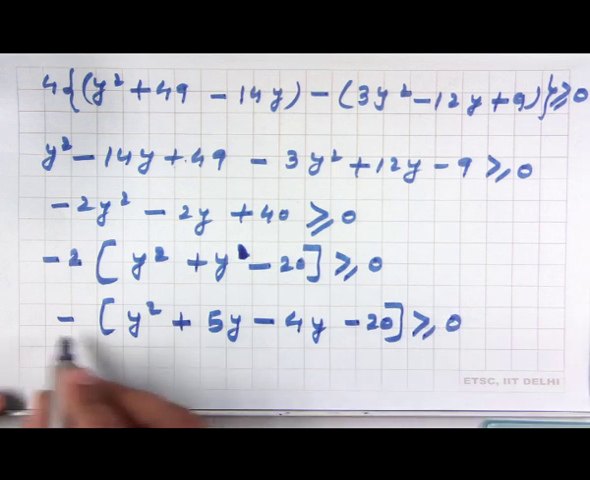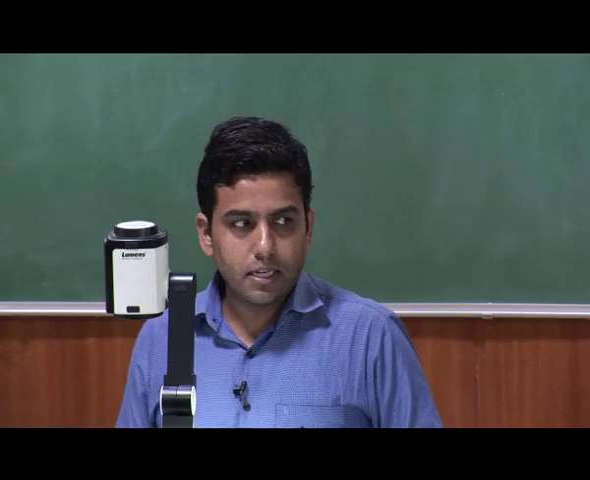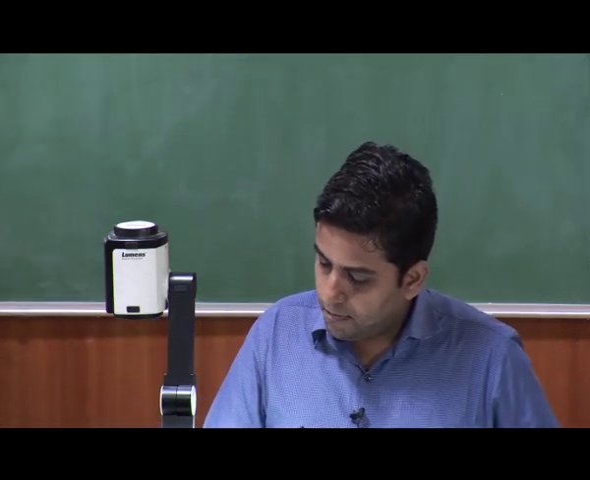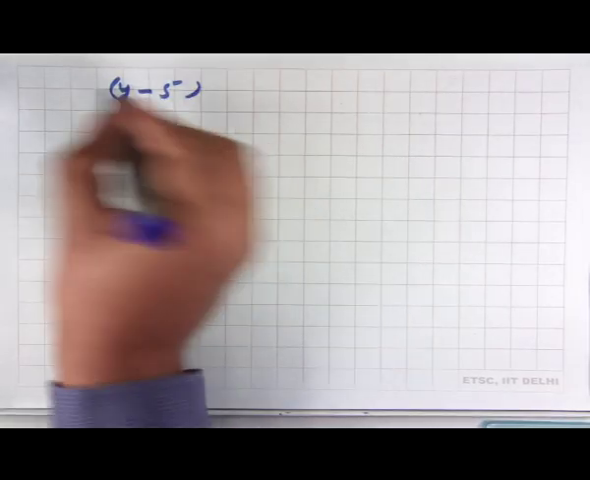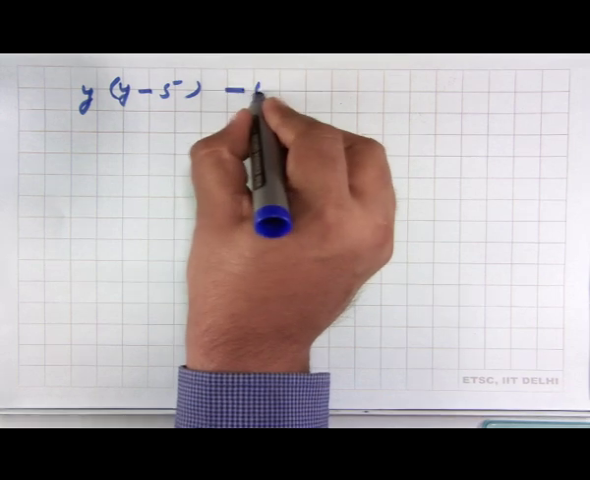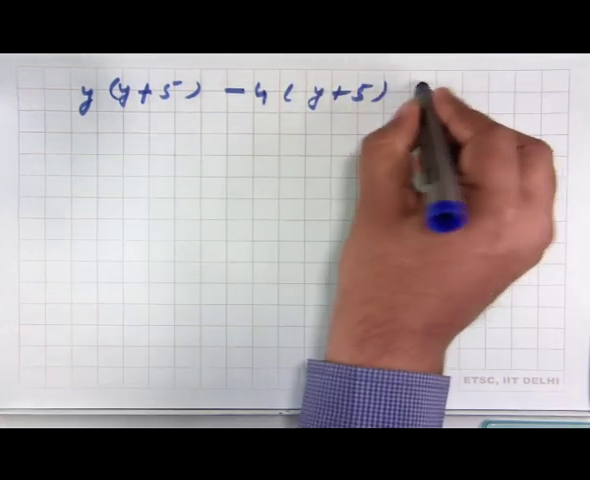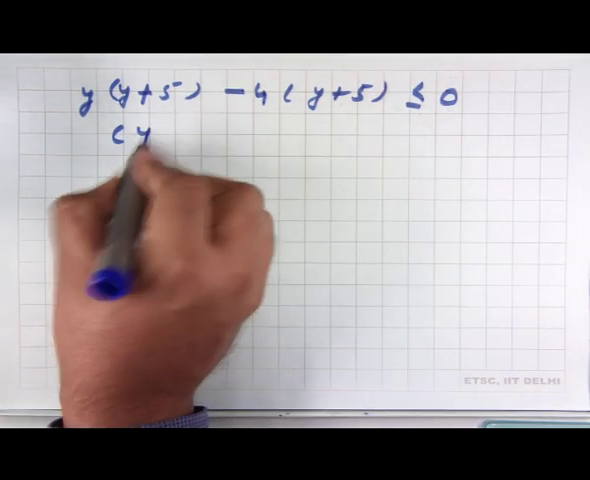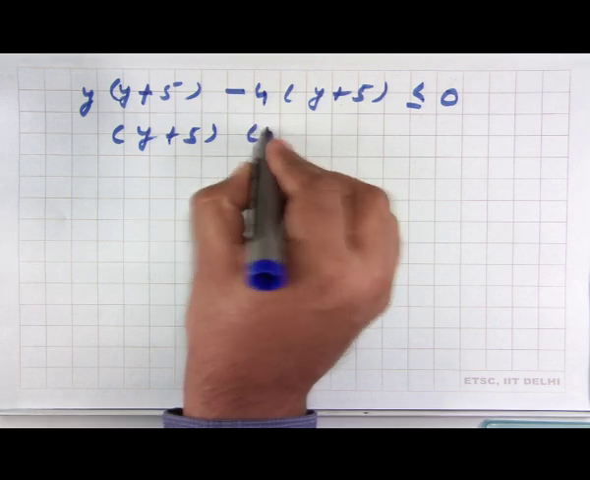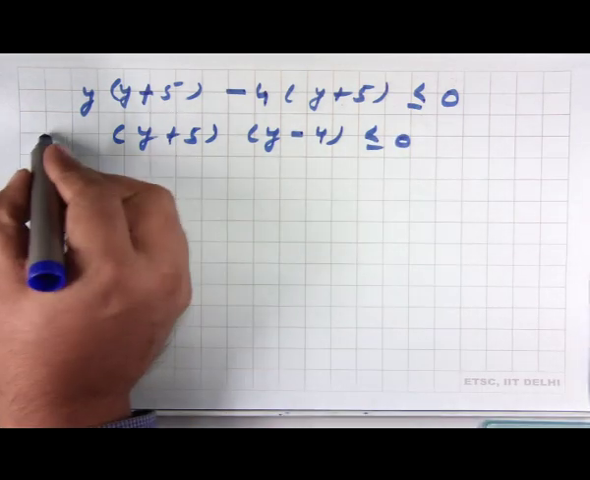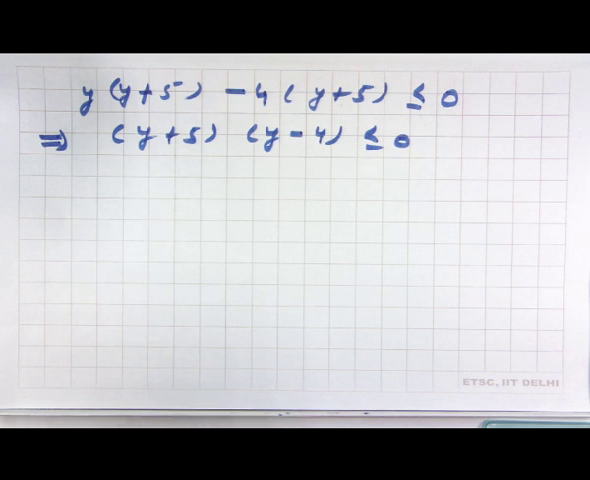Now, if we transport this negative sign to the RHS, the inequality will be changed and it will be y of y plus 5 minus 4 times y plus 5 less than or equal to 0, and it will be y plus 5 and y minus 4 is less than or equal to 0. Now, the product of y plus 5 and y minus 4 is less than or equal to 0.